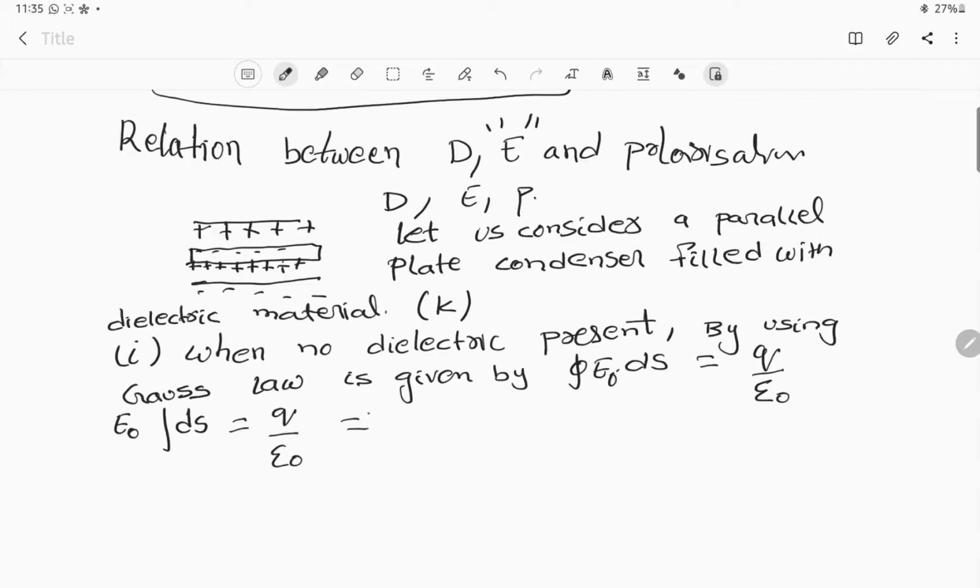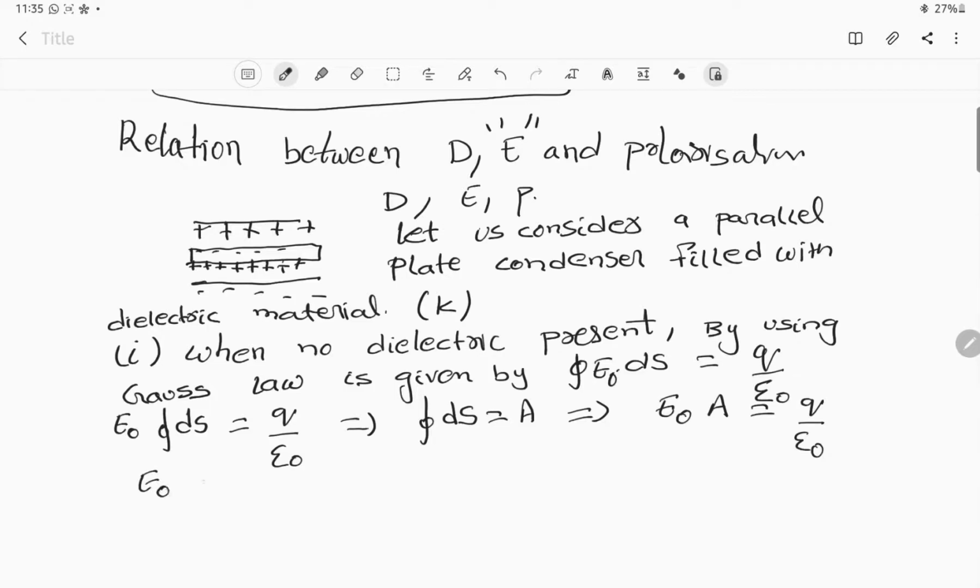What it means here is that you should remember this surface integral is actually the area. So instead of the integral of dS, can I write epsilon naught E naught A is equal to q by epsilon naught? Clear, everybody? E naught A is equal to q by epsilon naught. Now, what will happen to E naught?